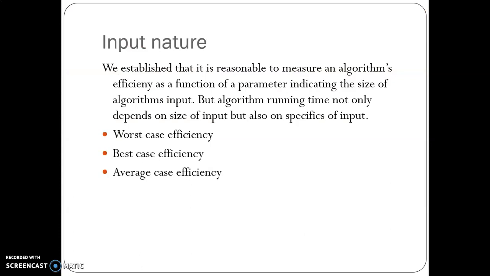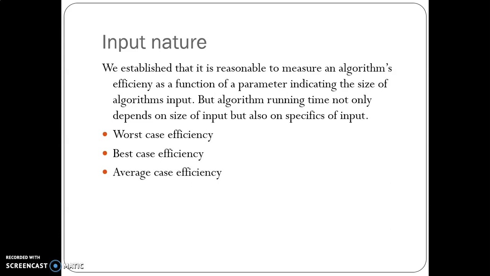Next is the nature of the input. One is the size of the input, which we have seen is going to impact the performance of your algorithm considerably. Another factor is the nature of the input, whether it is the best case input, the worst case input, or the average case input. Now let us discuss these theoretically before going into the details.